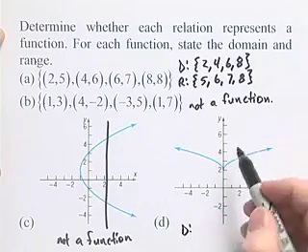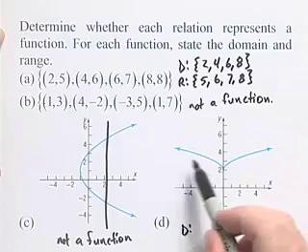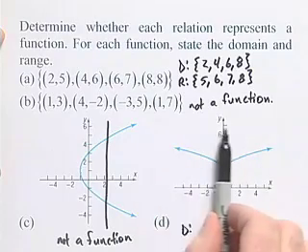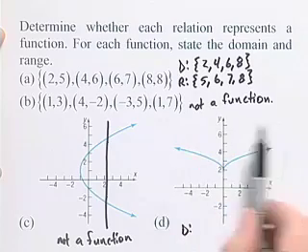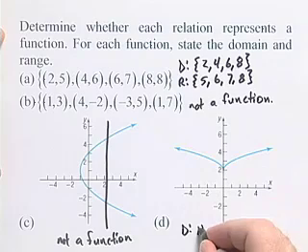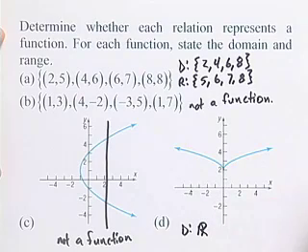The domain is going to be the set of all x values that would correspond to points on the graph, and we can see that the domain is going to be the set of all real numbers because the graph extends to the left and right continuously forever. So we'll write that the domain is the set of all real numbers.